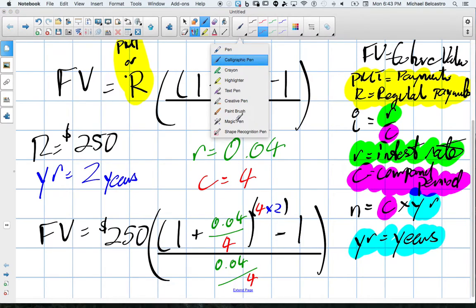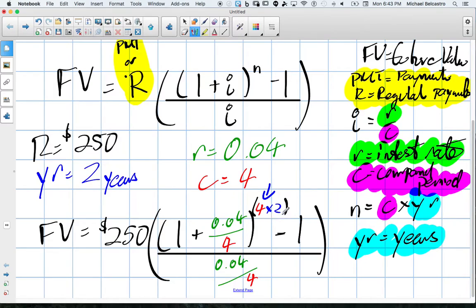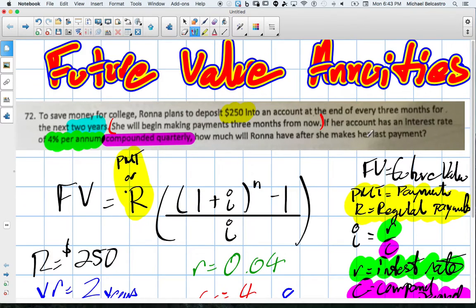Okay, let's speak to this. So if it's for 2 years, 4 times a year, obviously it's going to be 8. Every 3 months. Okay, it's going to be 8, but let's read this one more time. It says, to save money for college, Rona plans to deposit $250 at the end of every 3 months for 2 years. She will begin making payments 3 months from now.